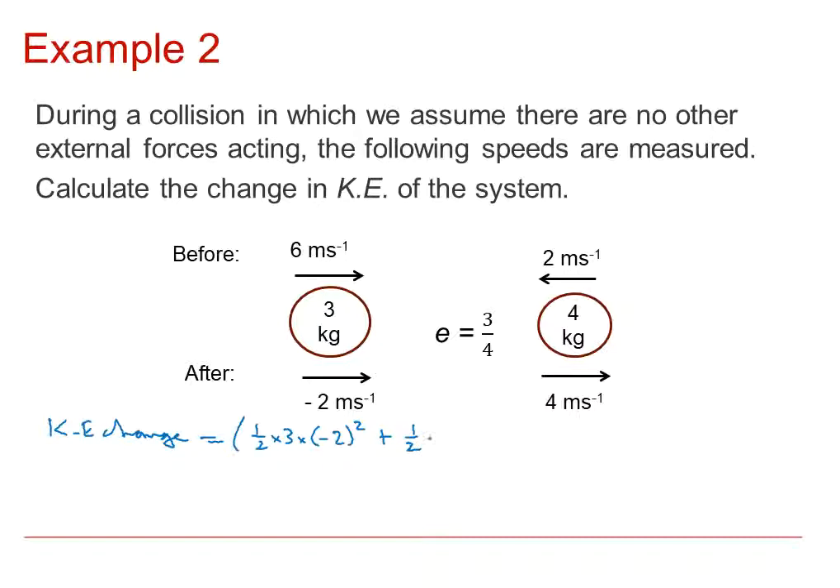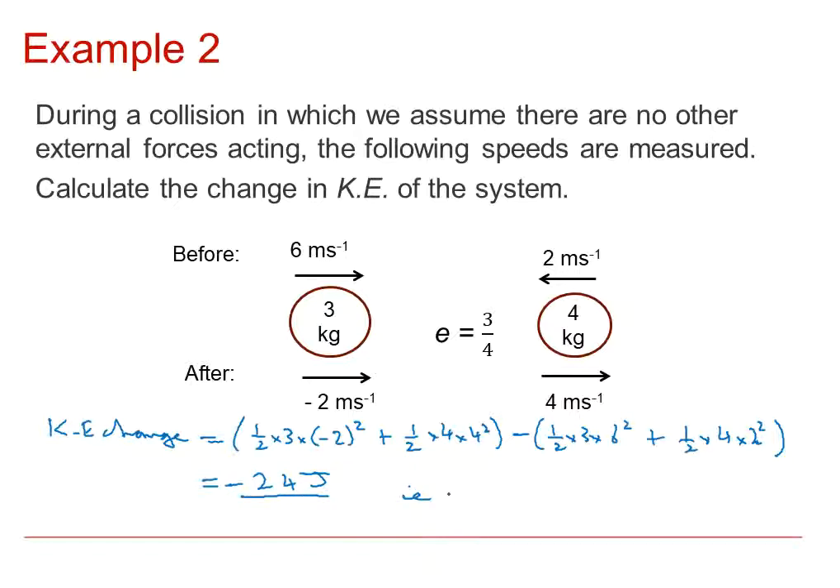So let's do the kinetic energy of the other one. We've got half times 4 times 4 squared, and now I've got to take off the initial kinetic energy. That's a half times 3 times 6 squared, and we add a half times 4 times 2 squared. Even though that arrow is pointing backwards, it doesn't affect the kinetic energy. It's still 2 squared. And that gives me a kinetic energy change of minus 24 joules.